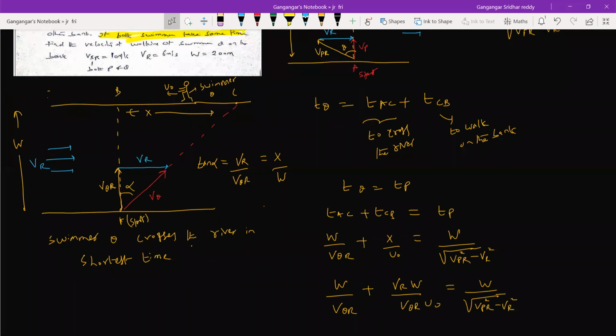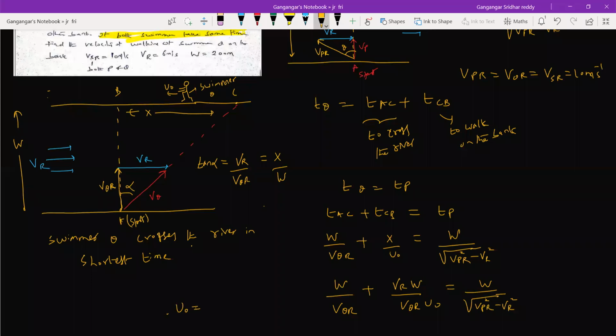The two are equal, 10 meters per second. So I'll write it clearly here: VPR equal to VQR equal to 10 meters per second. Substitute that and solve for U naught. Anybody, the value of U naught?